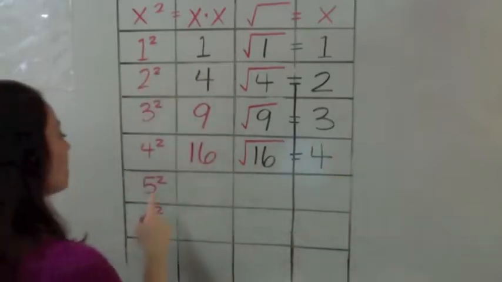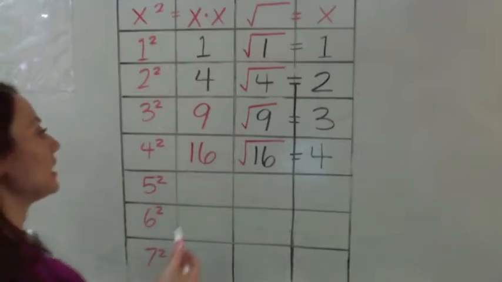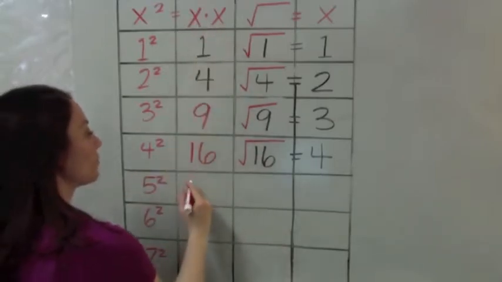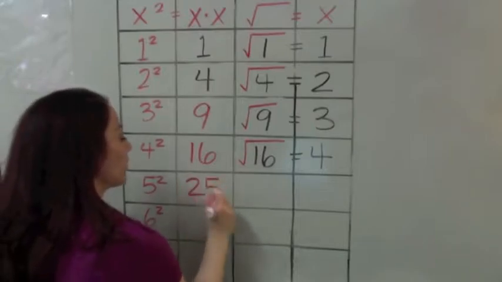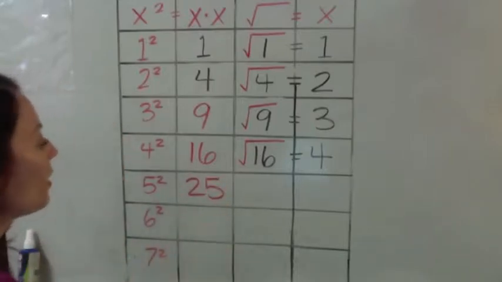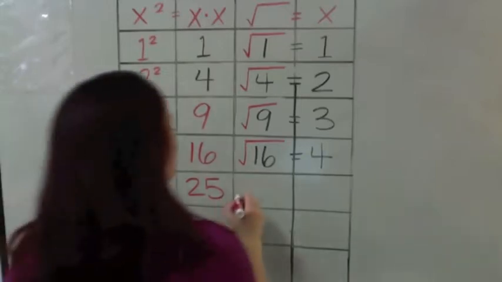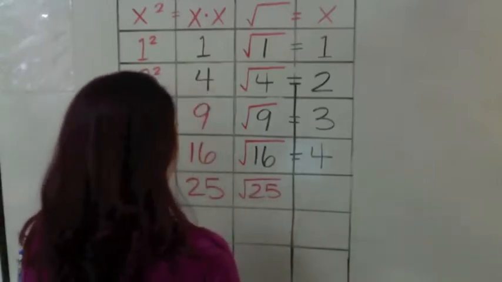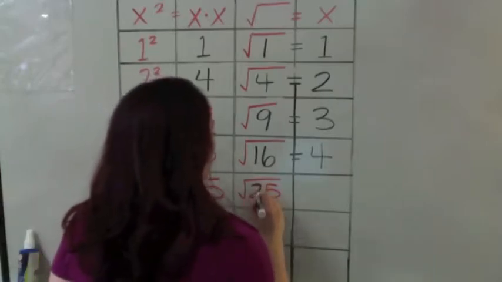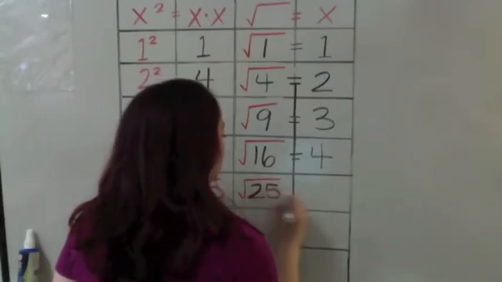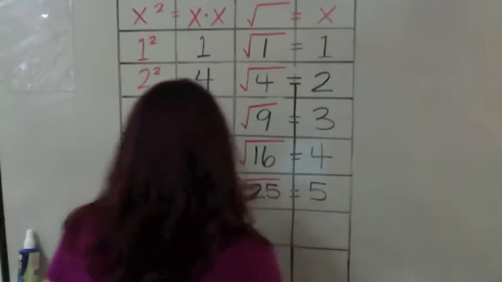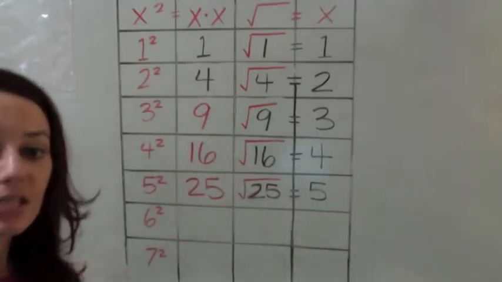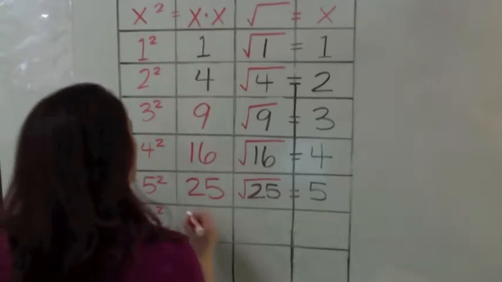All right. 5 squared. 5 squared is 5 times 5, right? 5 times 5 is what? 25. That was like our example, right? If I want to undo the square, I do the square root of 25, which is just what? The square root of 25 is, what number times itself gives you 25? 5. Let's try 6 squared. What is 6 times 6? 6 times 6 is 36.